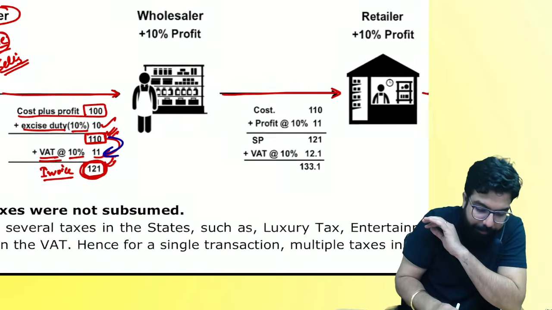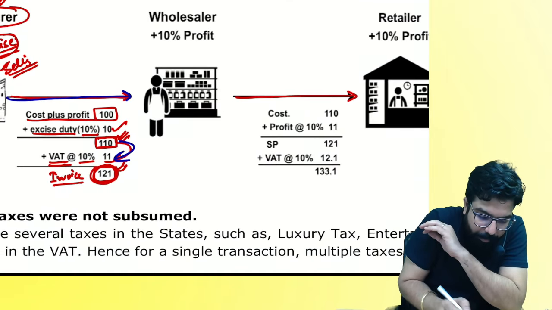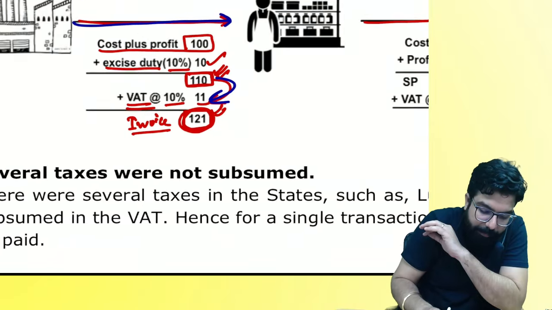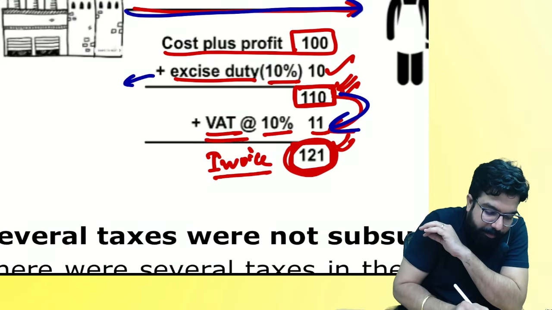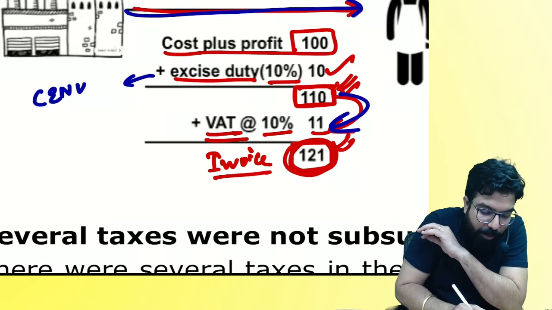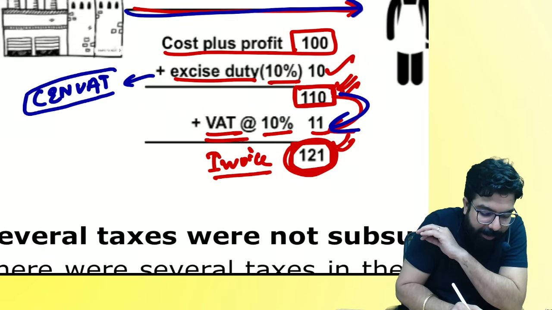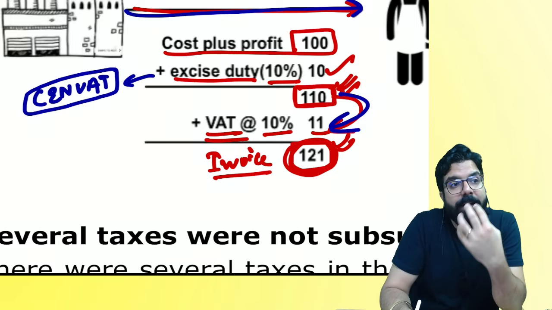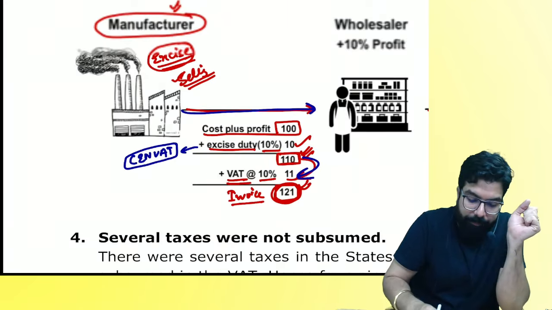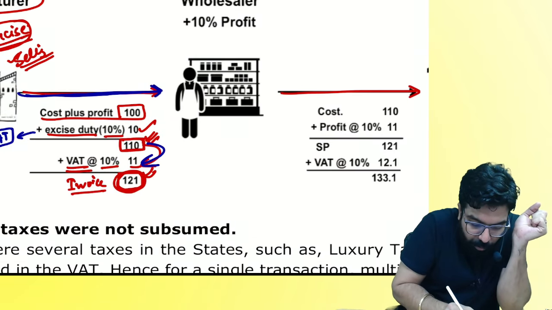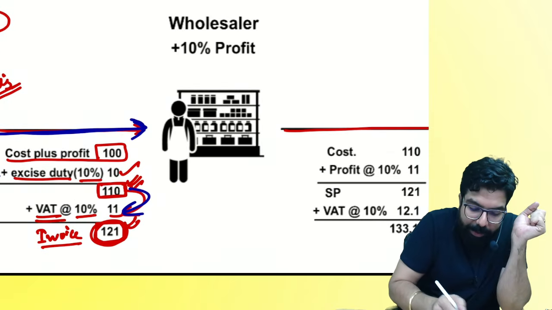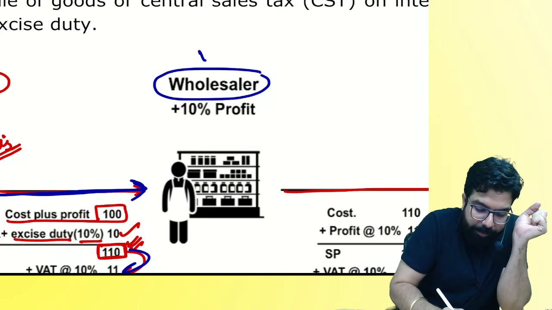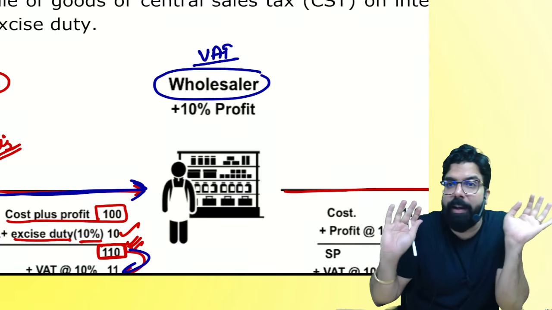In this example, the goods are sold to whom? Wholesaler. You know, this is also known as CVAT, Central Value Added Tax, because excise duty was being charged by the central government. The one more name was what, everyone? CVAT. Okay, everyone. Now, listen. When the goods are sold to the wholesaler, wholesaler is registered under what? VAT. Because he is not into manufacture. Do you guys agree with me?